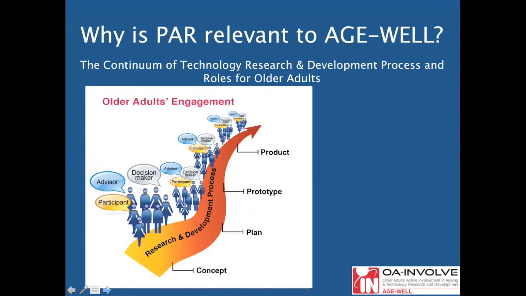AgeWell wants to ensure that technologies developed get out into the world and don't stop at the prototype stage. The commercialization cross-cutting areas are key to this. In terms of involvement of key stakeholders, CC3 on transdisciplinarity in AgeWell is promoting such work, and OA Involved is looking at the models and mechanisms for best practice in including older adults in technology research and development projects.